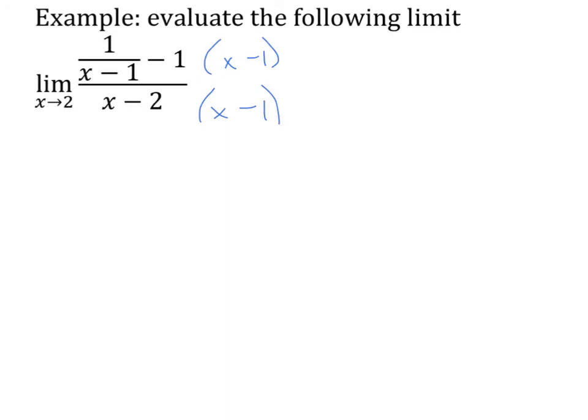Now I realize as I'm starting this that I forgot my first step. My first step is supposed to be try plugging in 2, because who knows, it might work this time. And it's a good thing to do. When we plug in 2, we end up with 1 over 1 minus 1 over 2 minus 2. Sure enough, we end up with 0 over 0. We knew we were going to need to try harder.